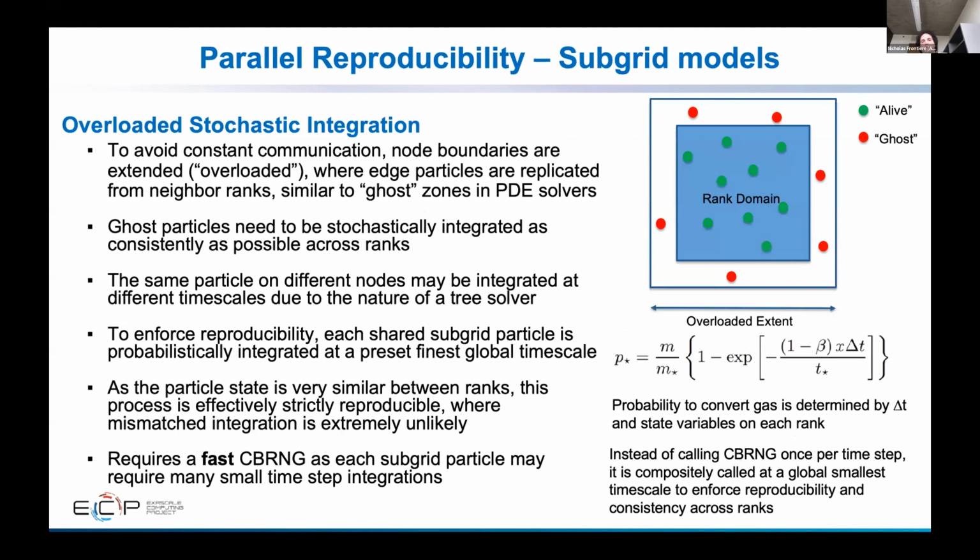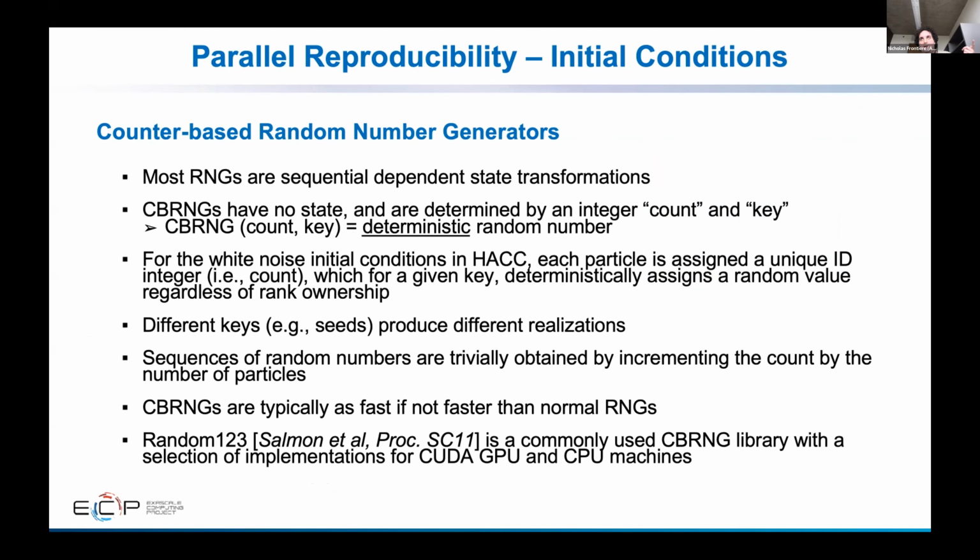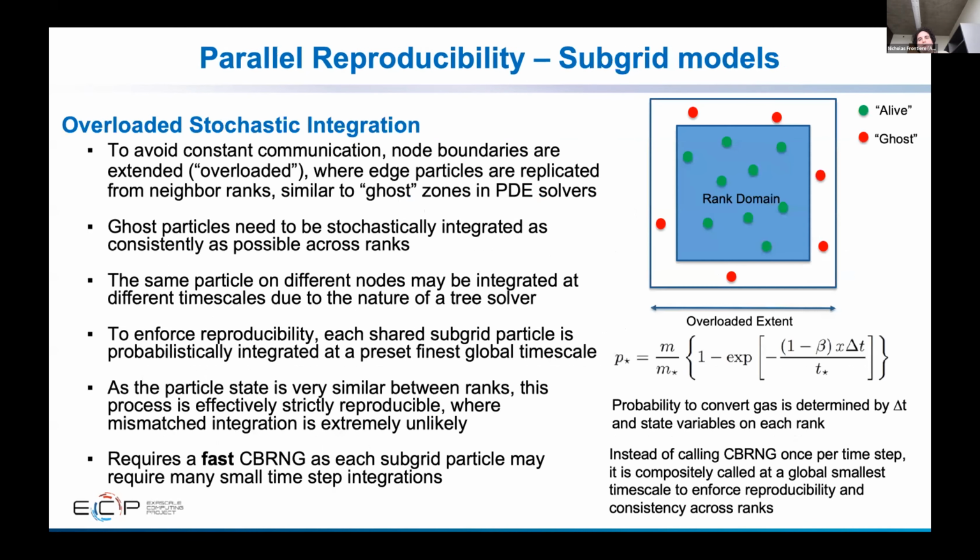I just have two quick final slides. One, which is that we solved the reproducibility problem for the initial conditions with CBRNGs. But for subgrid models, it's even more complicated. Essentially, long story short, our simulations evolve a fixed domain, and you have to solve short-range forces for each individual particle. The problem is that if I have particles on the edge of my rank domain, they're going to want to see particles from my neighboring ranks.